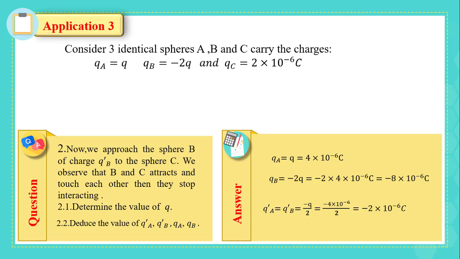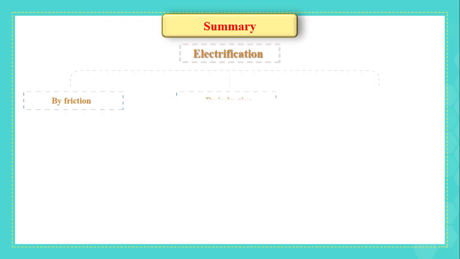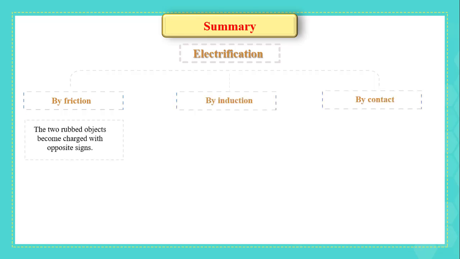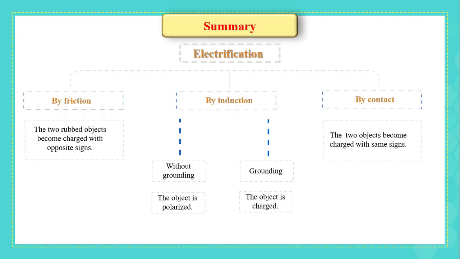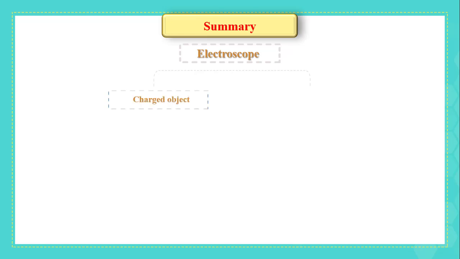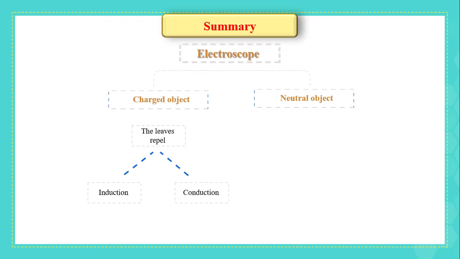Let's make a quick summary of the whole lesson. We have three types of electrification. By friction, the two rubbed objects become charged with opposite signs. By induction, without grounding, the object is polarized, and with grounding, the object is charged. And finally, by contact, the two objects become charged with the same signs. For the electroscope, with a charged object the leaves repel, by induction or by conduction, and if a neutral object approaches the electroscope, the leaves remain in their initial positions.